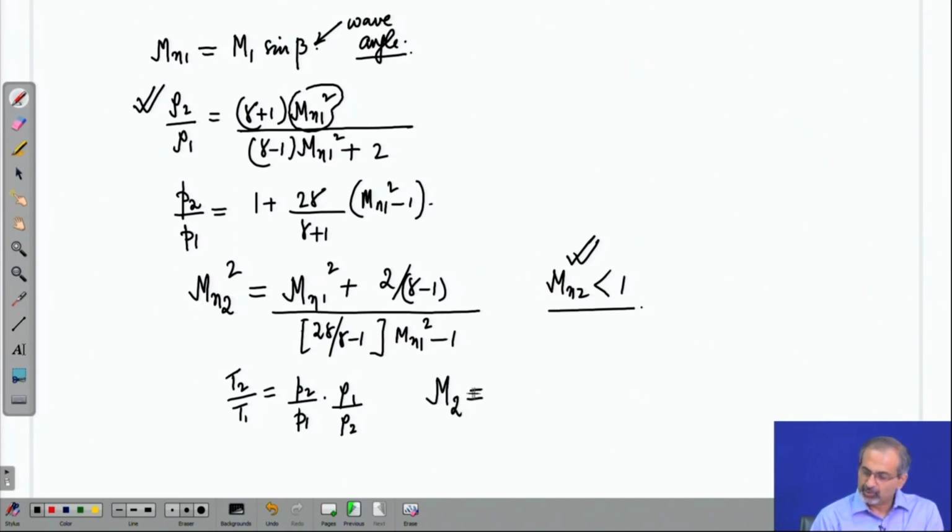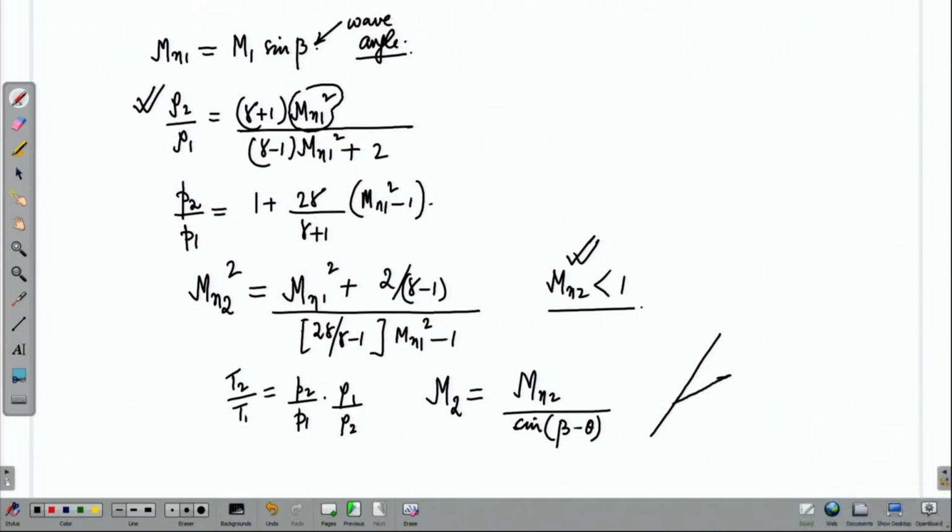In order to get M 2, not the M n 2, but rather M 2, you have to use the equation M n 2 by sin of beta minus theta. If you look at the geometry of the problem, you can make out very easily why beta minus theta comes in here. So, this is your M 2, this is your M n 2, and this entire angle is beta, while this portion is theta. That means this is your beta minus theta, and therefore, from the geometry you can work this out.